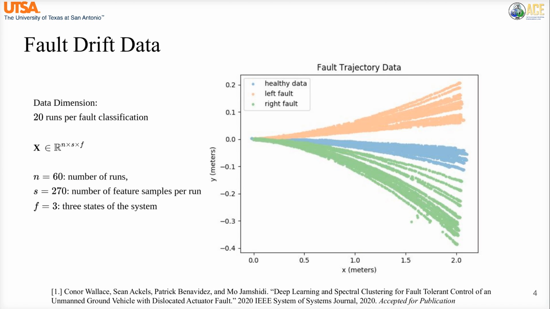First, I wanted to get an idea of the natural drift perturbed by each one of the fault conditions. So what I did was drive the UGV straight for 270 time steps and record trajectory data, the three states of the system, X, Y, and theta, to a data set. I did this 20 times for each fault classification, which ended up with a fault data set X that was 60 runs by 270 time steps by 3 states per time step.